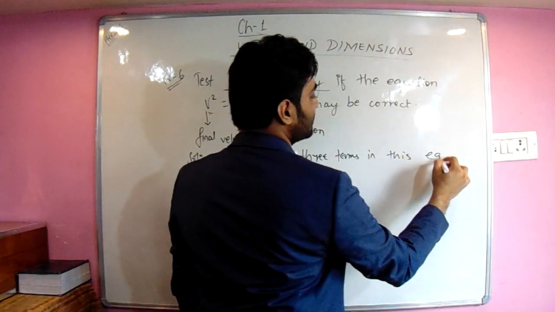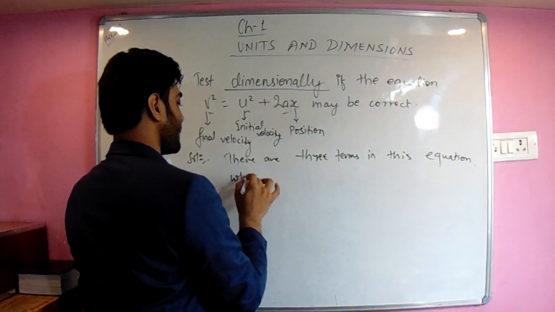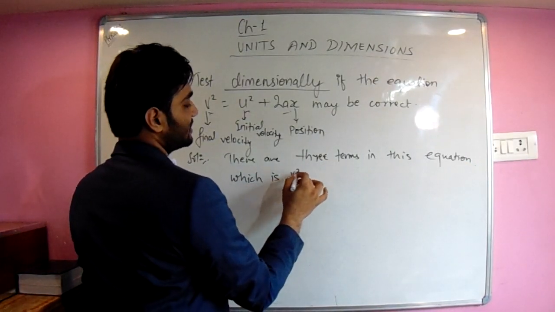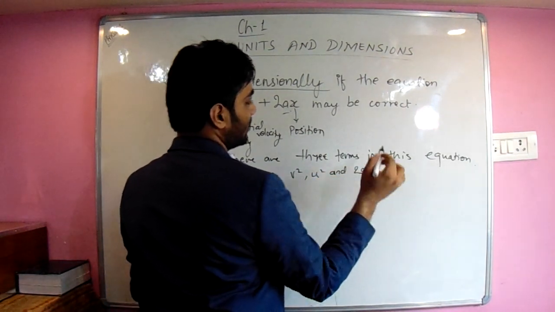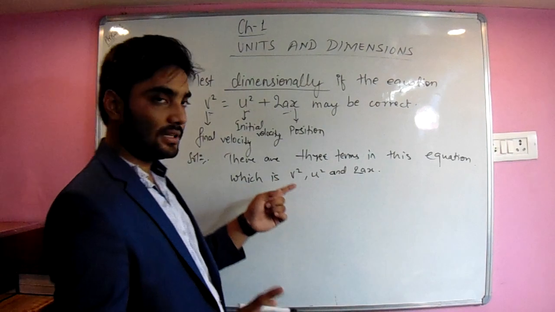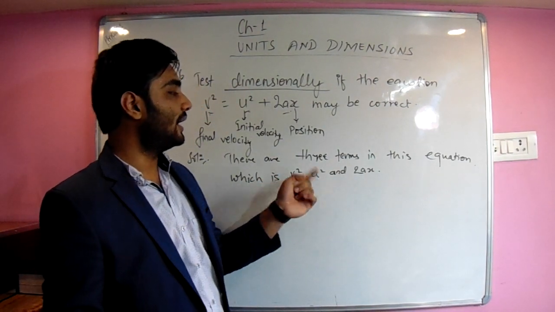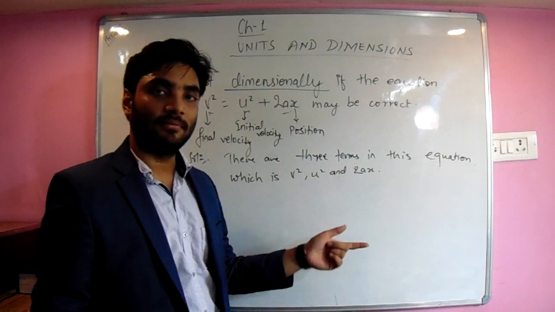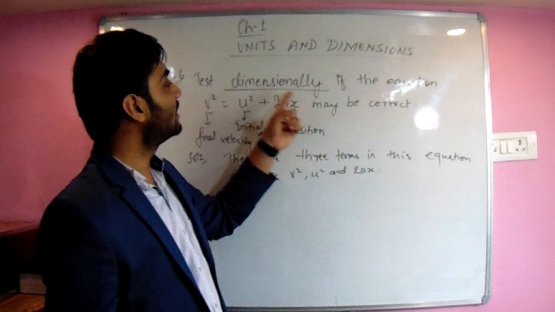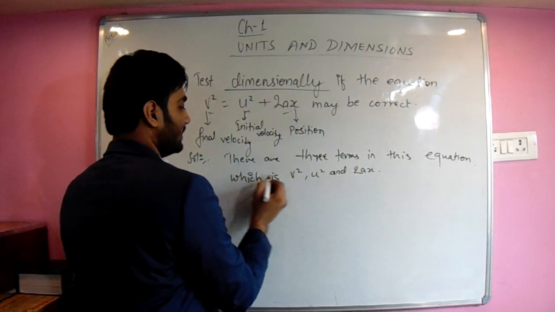The three terms in this equation are v square, u square and 2ax. If the dimensions of v square, u square and 2ax are the same, then it may be correct. So let us find this.